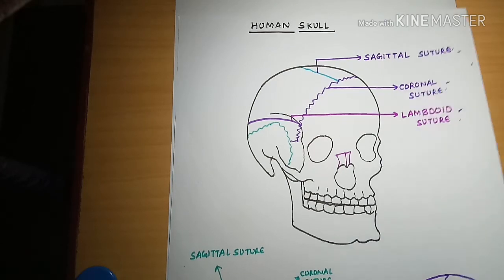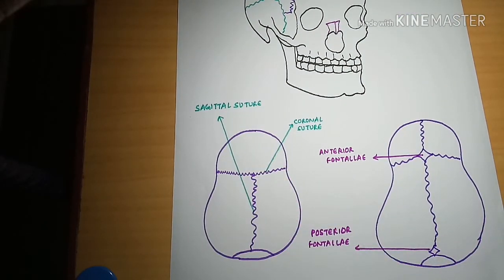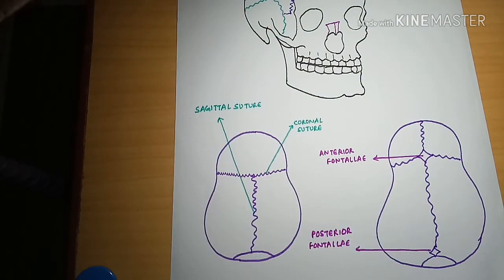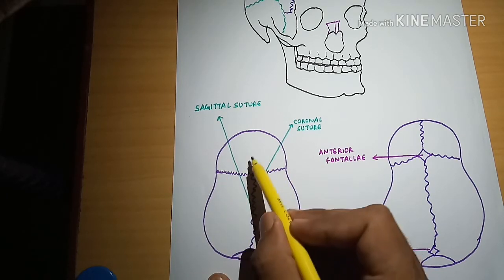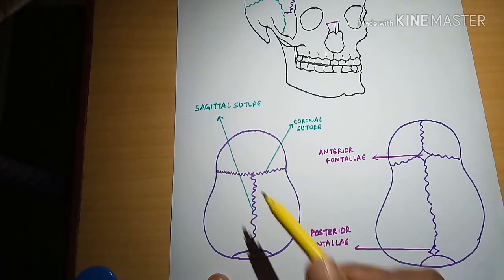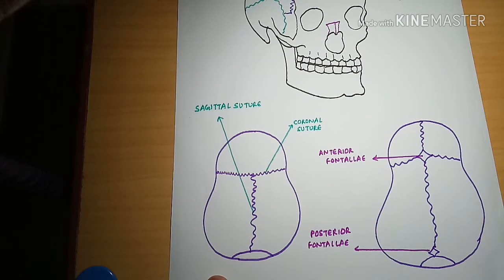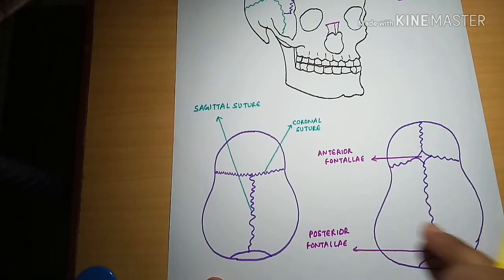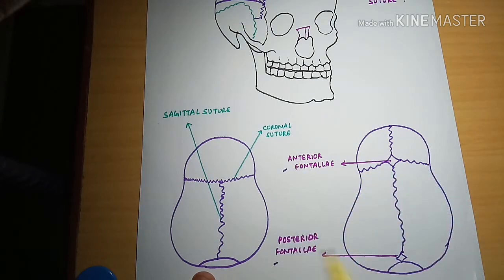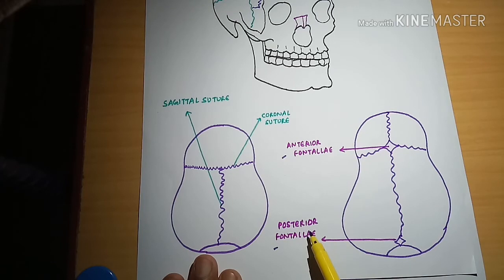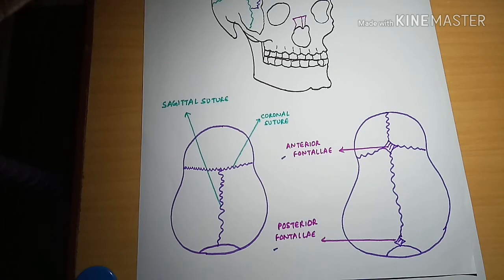If you see the skull from above, it looks like this. This is the view of the skull from above. This suture is the coronal suture, which will divide the skull into anterior and posterior, front and back parts. This is the sagittal suture, which will divide the skull into right and left parts. If we see the skull from the anterior aspect, we will see the frontale. There are two types of frontale present: the anterior frontale and the posterior frontale. This part is the anterior frontale and this part is the posterior frontale.